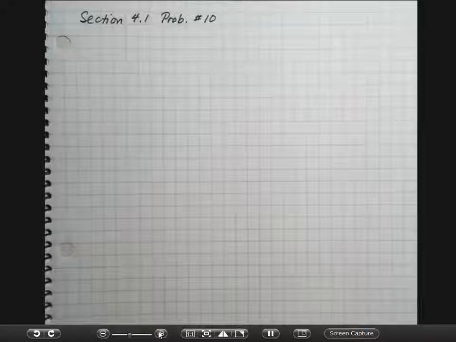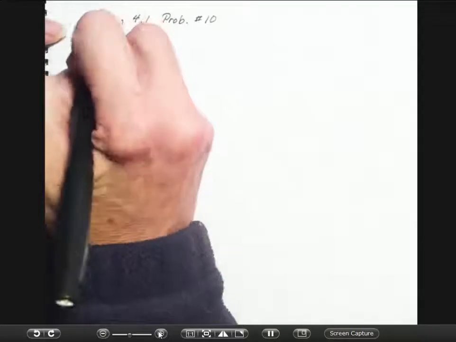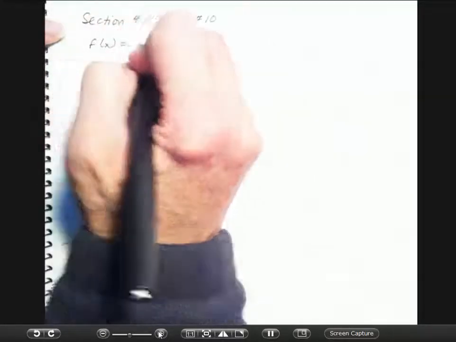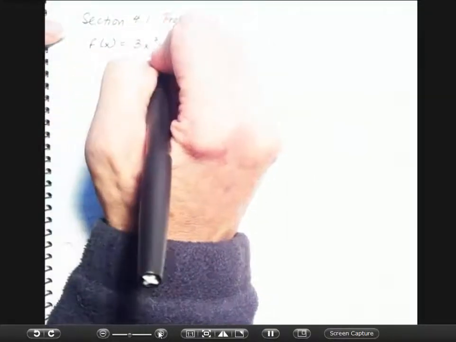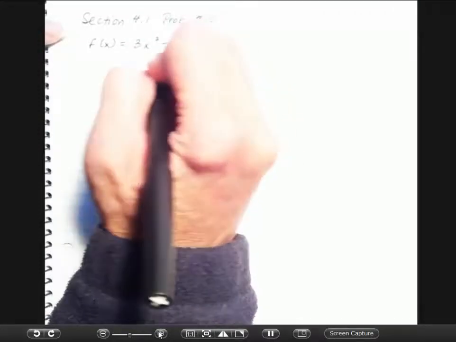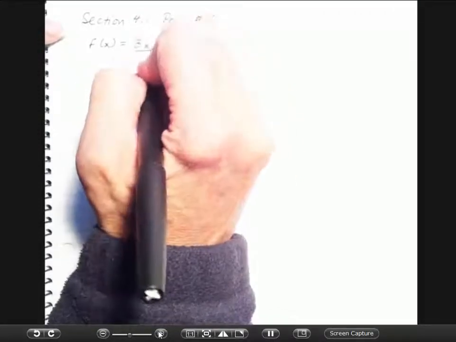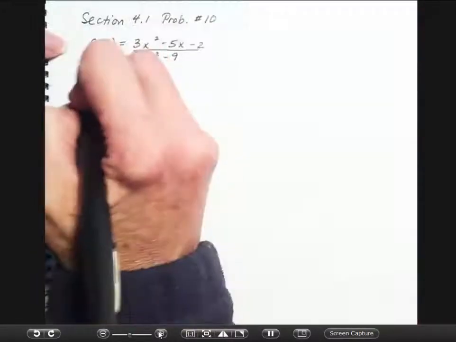This is going to be problem number 10 from section 4.1, and the problem is f of x is equal to 3x squared minus 5x minus 2, and that's all divided by x squared minus 9. And the first thing we're asked to do is to find the domain.